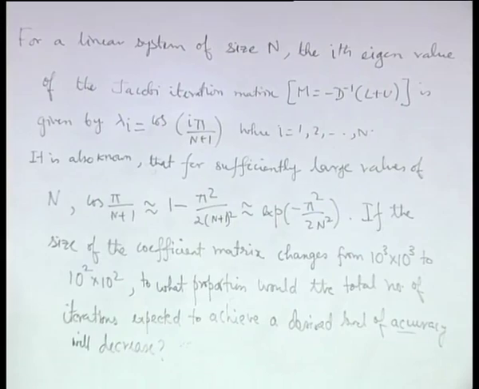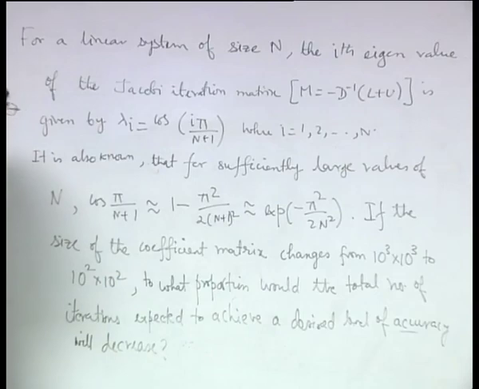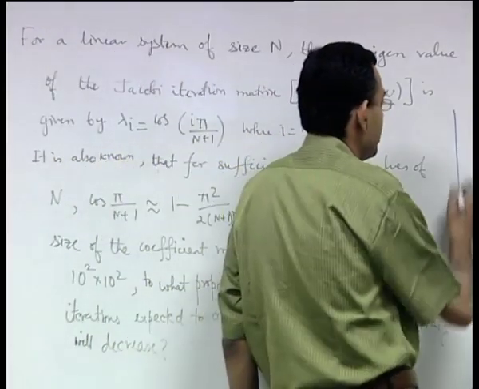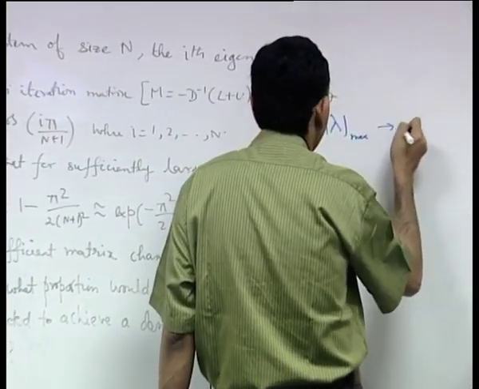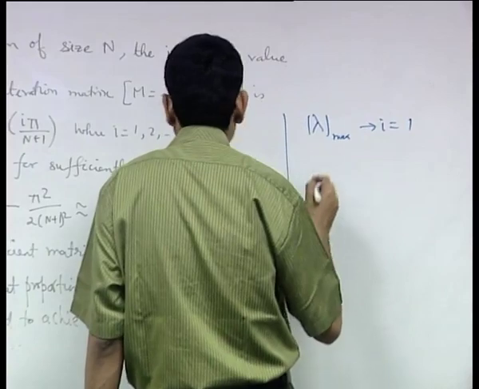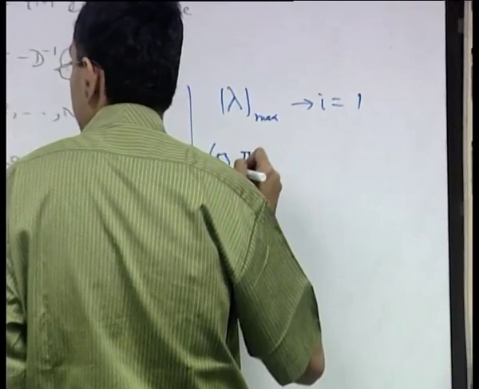So, in this problem you are directly given the information on the eigenvalue, and because it is a cosine function, the maximum will be when the argument of the cosine function is a minimum out of all possible ones. So, you can estimate mod lambda max when you consider i equal to 1. So, that is cos pi by n plus 1, magnitude of that.